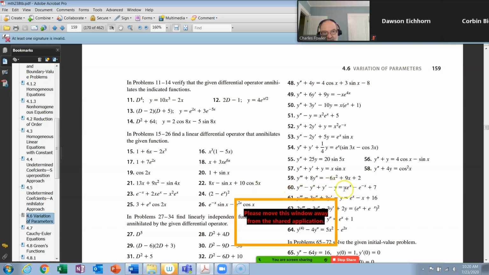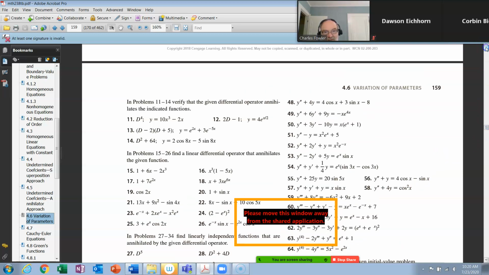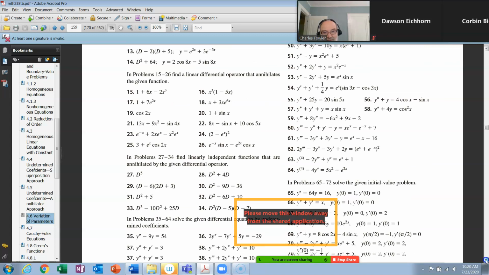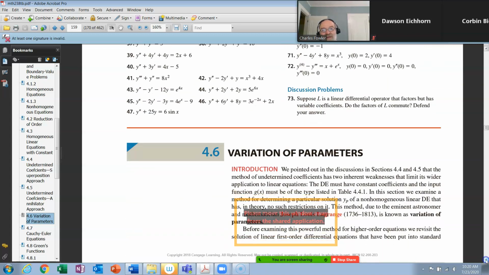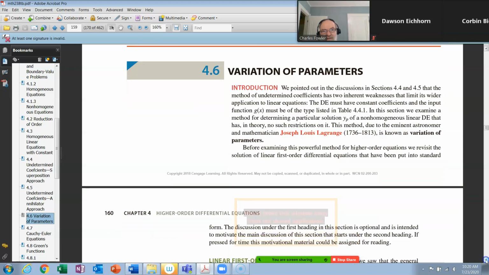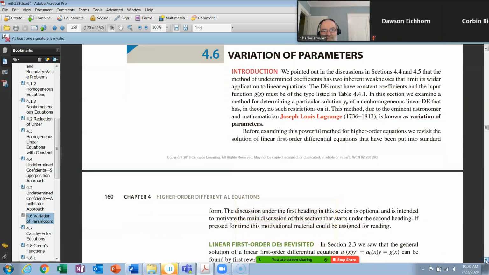Okay, now why did it go to the problems in 4.6? I don't know. Oh, no, I'm sorry. I needed to go further down the page. That's why. There it is. 4.6 is variation of parameters. Okay, now what in the world do we mean by that?